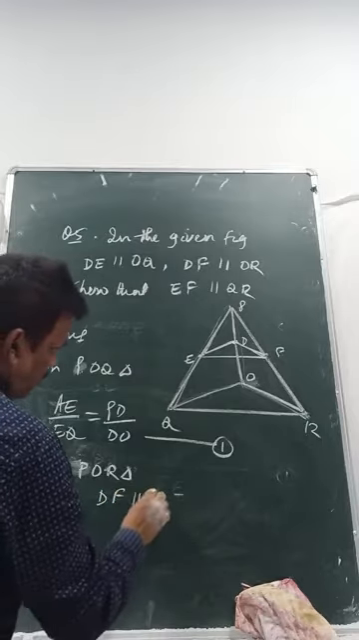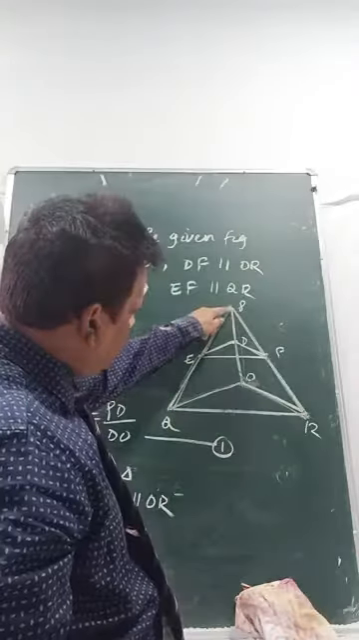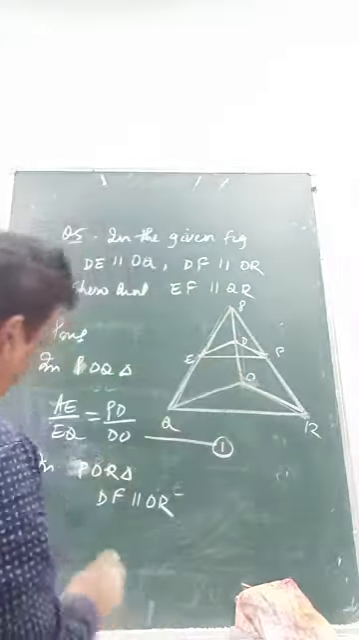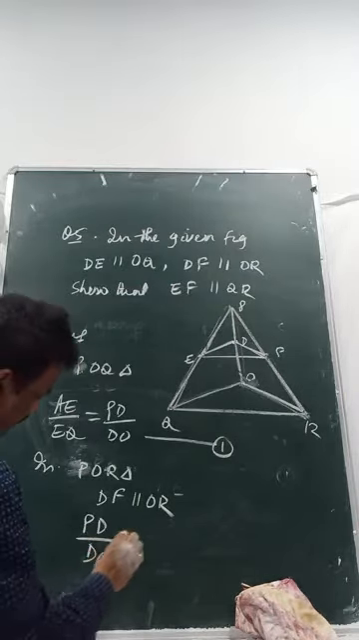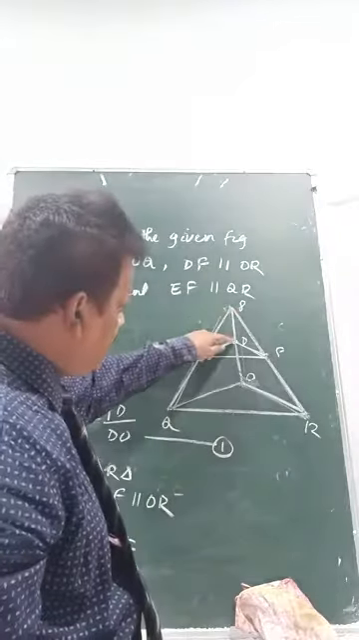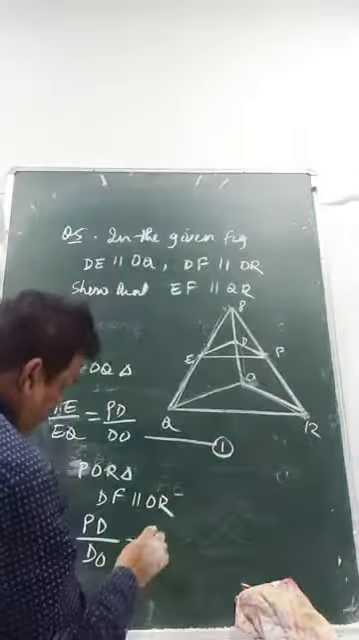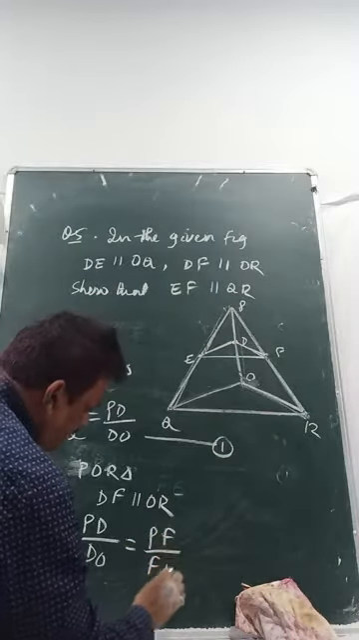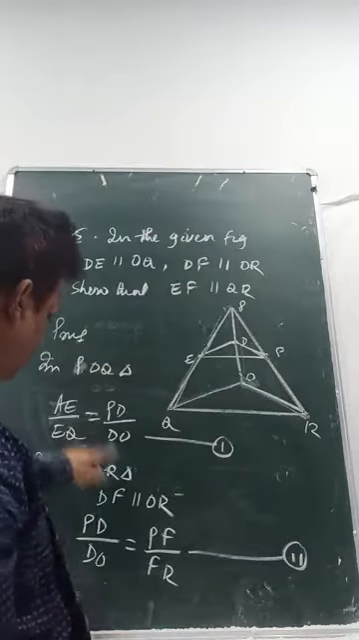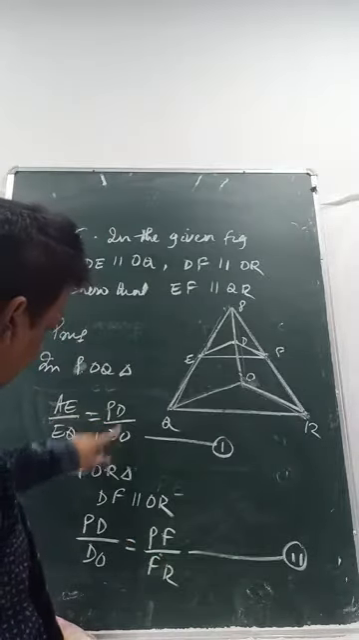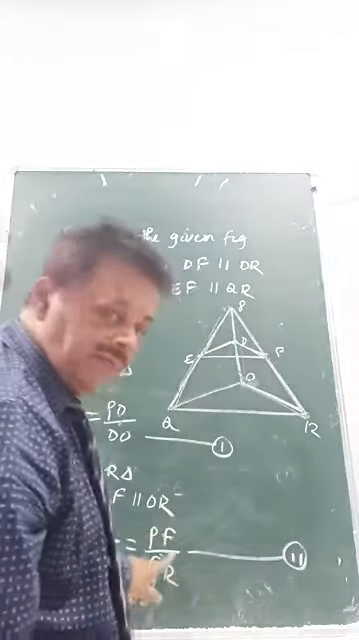DF is parallel to OR. So PD by DO equals PF by FR, equation number 2. Compare 1 and 2. PD by DO is common, look at here. So AE by EQ equals PF by FR.